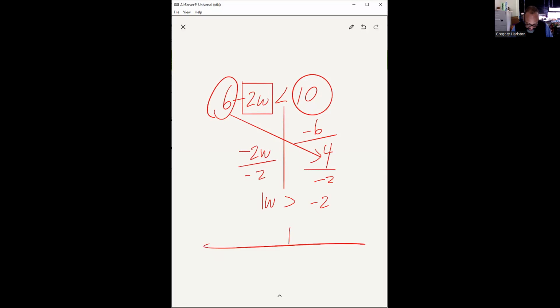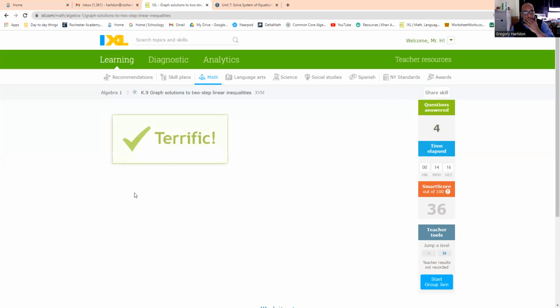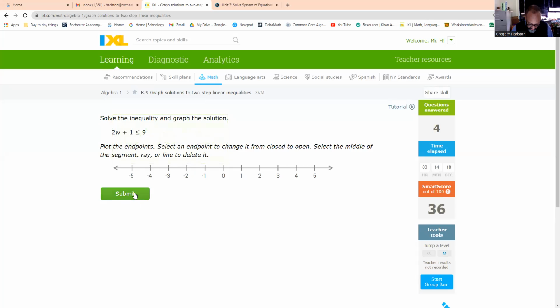Now on the number line, if this is 0, you're going to go to -2. And because there's no equal sign, this is going to be an open circle. And we're going to the right. So that's going to be our answer. So let's go back to IXL. We start at -2. It's going to be an open circle because it doesn't have an equal sign. And then we're just going to pull it to the right. And then we press submit. And it's just terrific. All right, let's do another one.